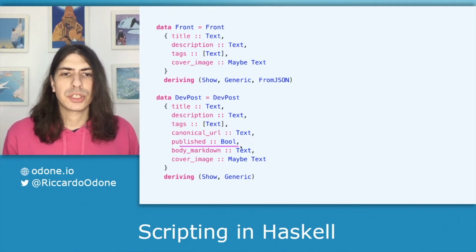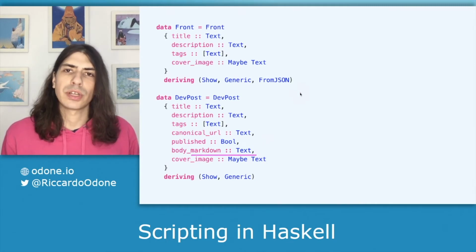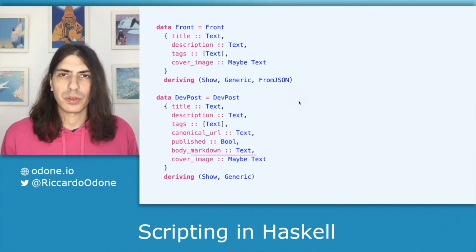The published flag, which we set to false so that we have a chance to take a look at the blog post before we publish it on dev.to. And the body markdown, which is the content of the blog post we're cross-posting.